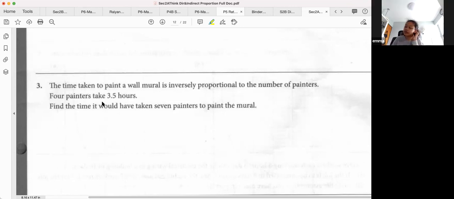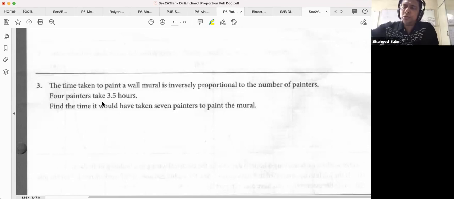A equals 14. Wow. Hey, show me. What did you do? What did this girl do?